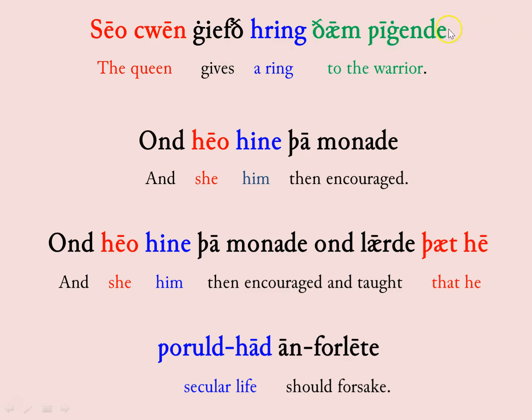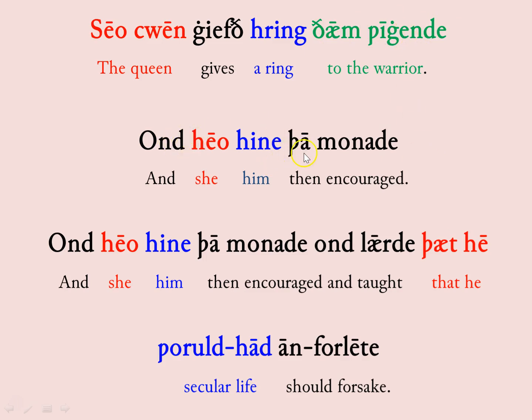Thamwienda is in the dative, that E on the end. Wiend, warrior, but wienda, warrior in the dative. So this is the recipient of all this action. So from the queen, there's a ring, and it's given to the warrior. So the queen gives a ring to the warrior. Tham, wienda, both words are in the dative.